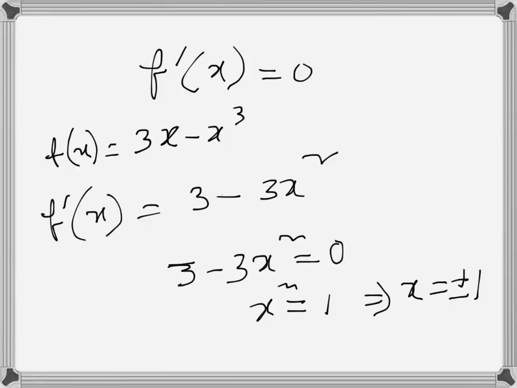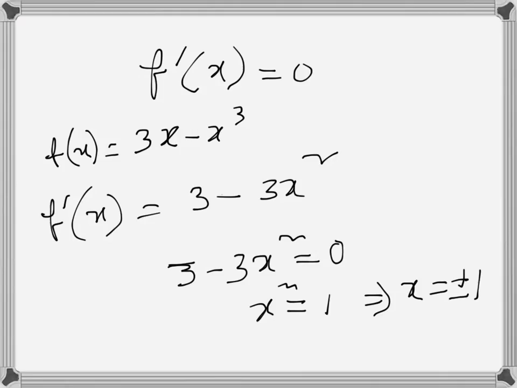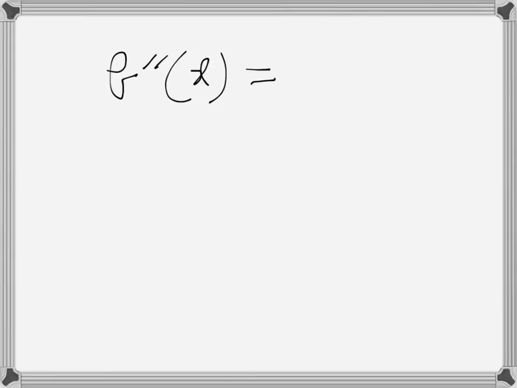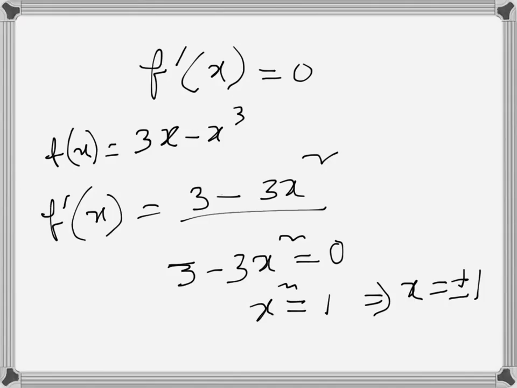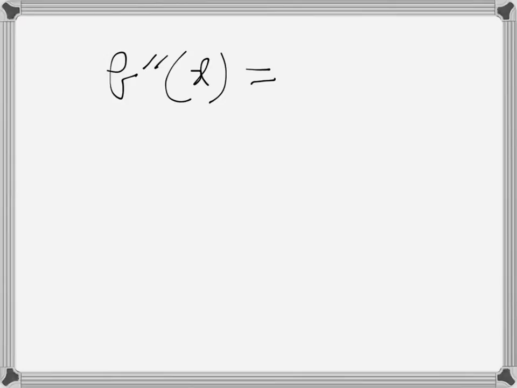Now we will try to find the nature of the stationary points. We will find the second derivative and see the sign of the second derivative at those points. This is the first derivative, and the second derivative becomes minus 6x. The 3 goes to 0, and minus 3x square becomes minus 6x. This is the second derivative.